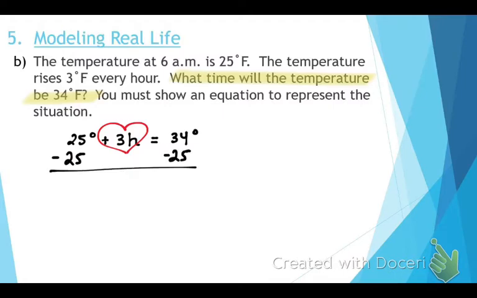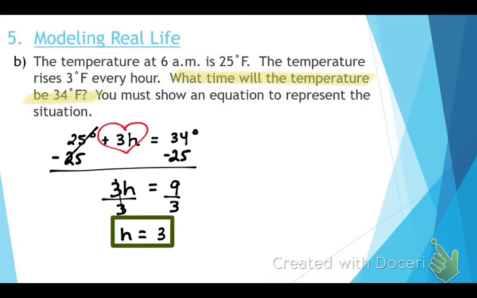How many of you would say you did this much so far? Okay, this cancels out, and I'm left with 3h equals, guys, what's 34 minus 25? 9. I still have not discovered what h is. I have to get rid of multiply by 3. So I have to divide by 3. This is what a lot of people said. H equals 3, and they told me that was their answer.